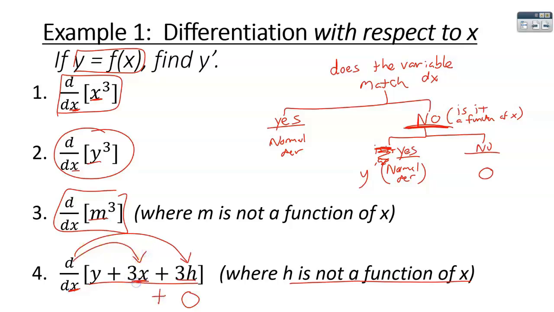Next one. Does the variable match the dx? And the answer is yes. When that happens, just do a normal derivative. So what's the derivative of 3x? It's just 3. Constant multiple rule.